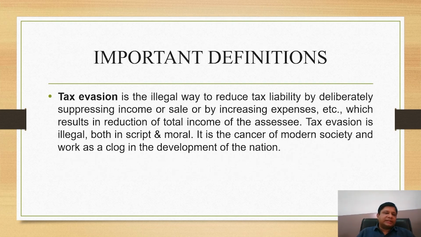So, the next terminology is tax evasion. Tax evasion is an illegal way to reduce tax liability by deliberately suppressing income or sales or by inflating expenses, etc., which results in reduction of total income of the assessee. Tax evasion is illegal both in script and moral. It is the cancer of modern society and works as a clog in the development of the nation. Basically, tax evasion, we can say, is a method of avoiding taxes and keeping our income or wealth in our hand rather than giving it to the government.